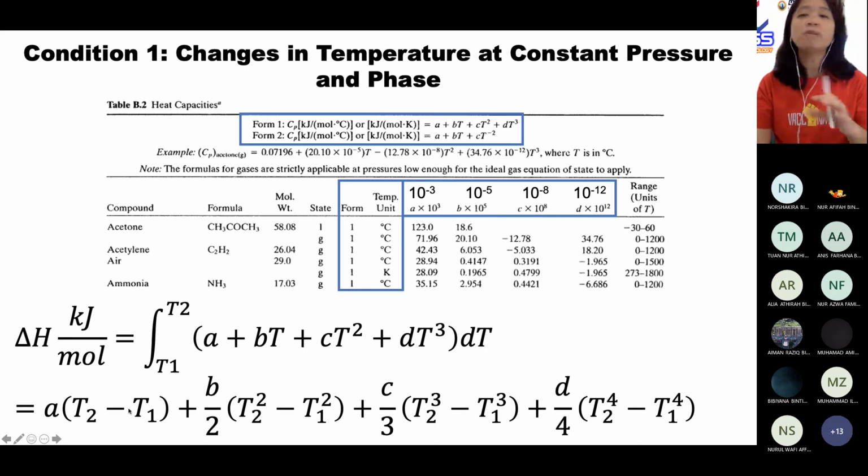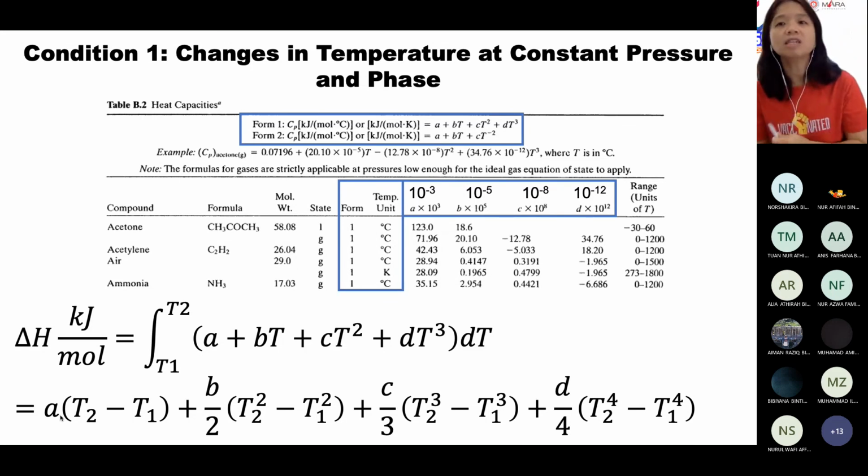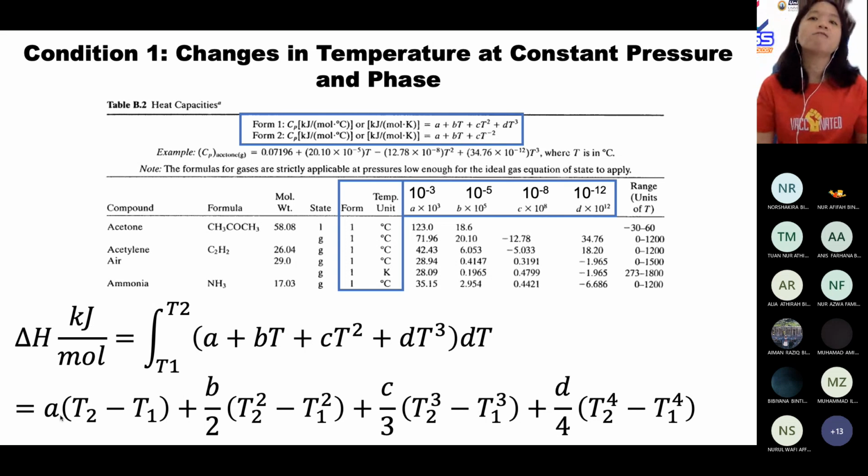Kamu ikut saja formula saya beri dalam notes ni. Equals to A. You choose the value of A. Make sure A ni you multiply 10 power of minus 3. Okay, again I repeat, the value of A ni you have to multiply 10 power of minus 3. In bracket, T2 minus T1. So katakan dalam Celsius, kamu buatlah 42.5 minus 25. Done. Plus B per 2.